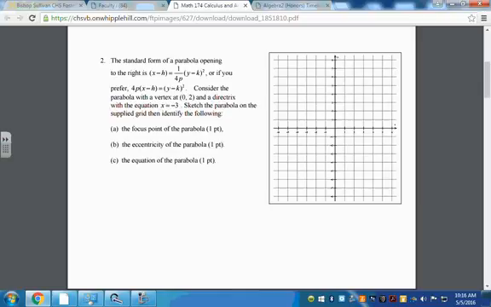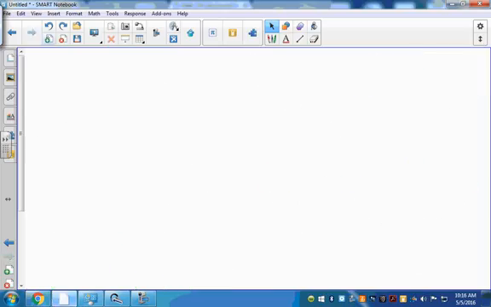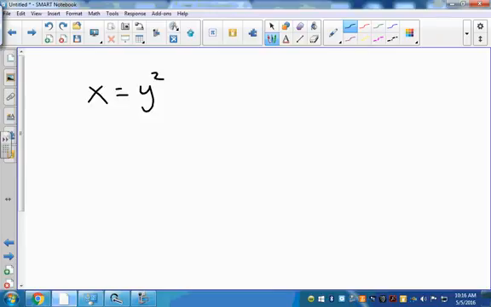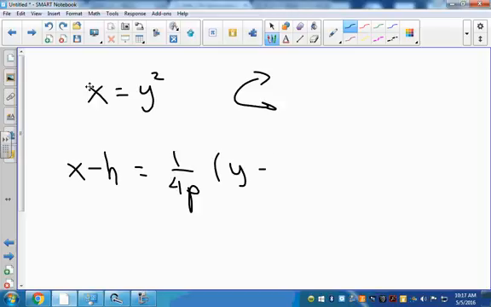Parabola is opening to the right. So x is equal to y squared, opens this way. Let's put the h and k in. x minus h or k? h goes with x. 1 over 4p, y minus k squared. So this is the form of a parabola opening to the right. The vertex is still h, k. h goes with x, k goes with y. The p is still the focal distance. Let's put some numbers in here.